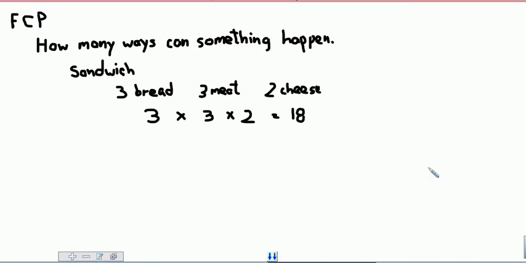Fundamental counting principle. One little extra topic here. If you're trying to figure out how many ways something can happen, the fundamental counting principle says instead of writing out all your choices and just counting, then you can multiply your choices together.